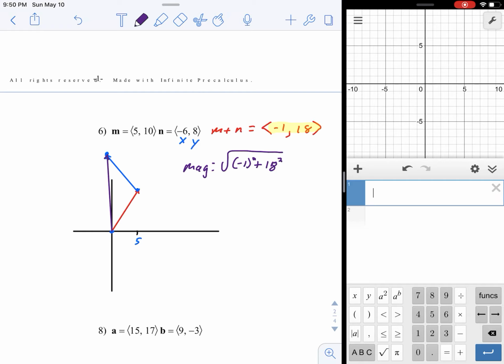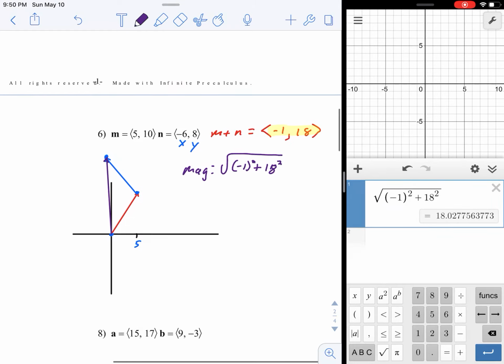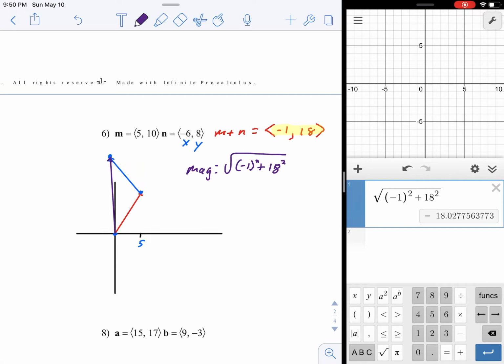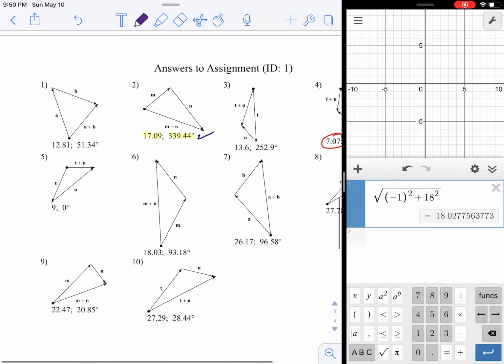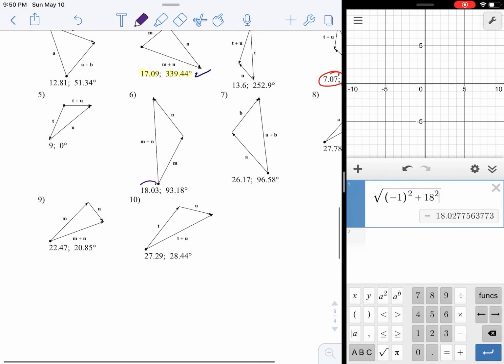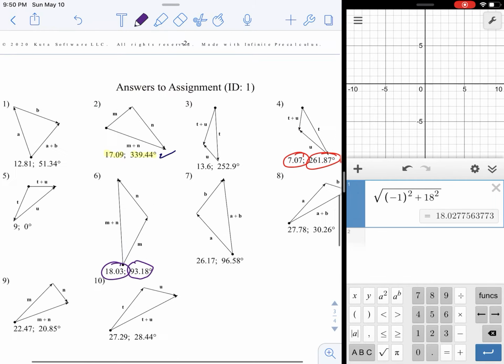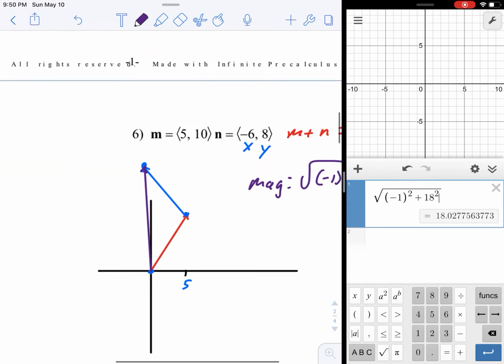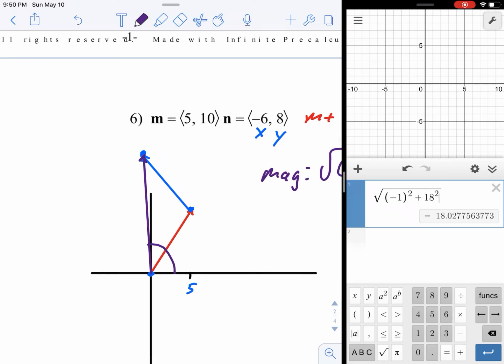So, yes, if I was a student, would I use a calculator? You bet I would. Square root of negative 1 squared plus 18 squared. Oh, that makes sense that it's just a little tiny bit bigger than 18. This works out to be 18.03. And I'll circle that, and I will check that on number 6 down here. Yep, right there. Okay, and then I'll just check ahead of time. 93.18, that should be my angle. And it does appear to be slightly bigger than 90 degrees.